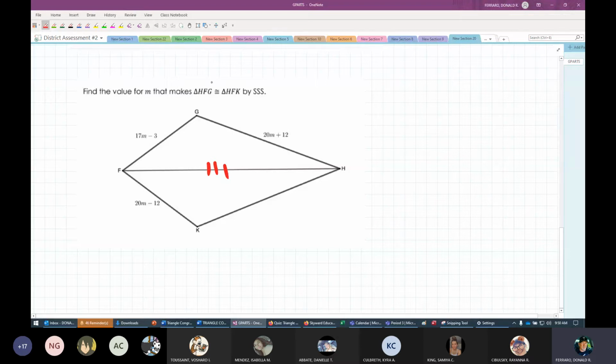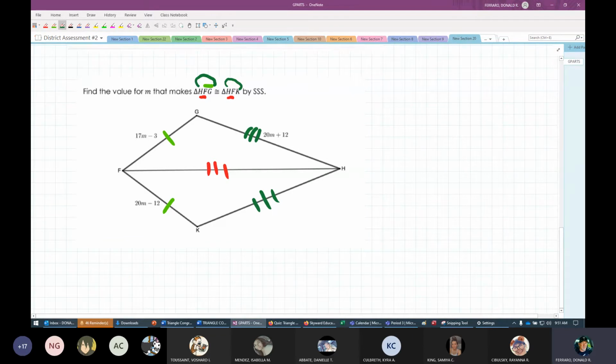We also know that HF and HF, so they named it HF, HF, that's in red. Those are the first two positions. And then they tell us that FG, I'm going to change colors here, FG and FK are congruent. And then they tell us that HK and HG are also congruent.